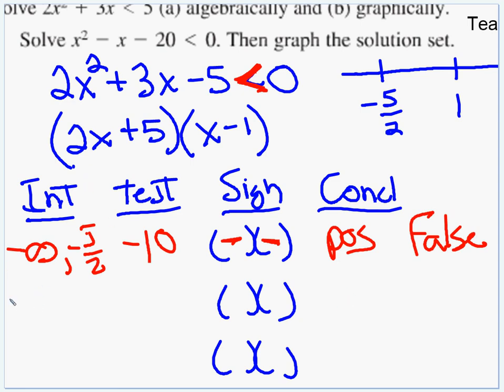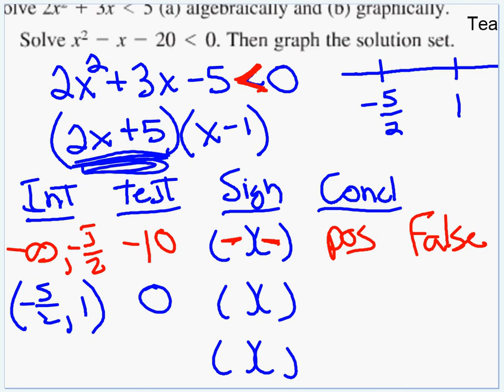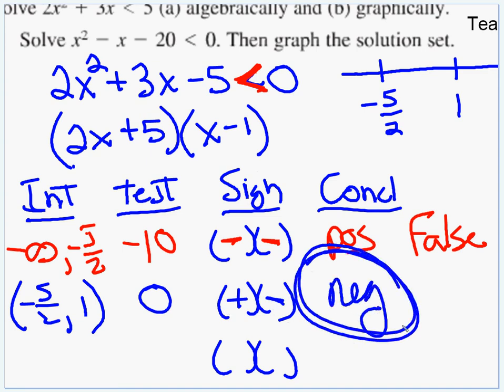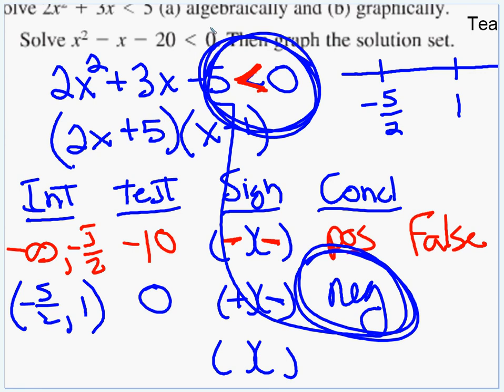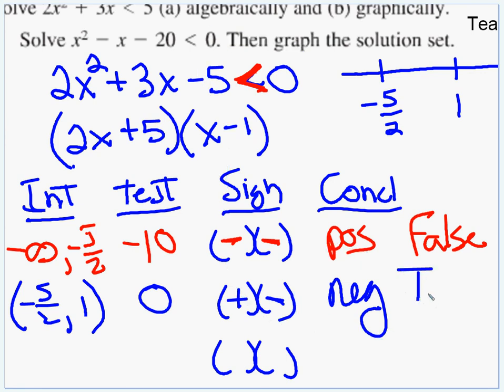Next interval, negative 5 halves to positive 1. 0 is right in there, so let's use 0. 2 times 0 plus 5, well, that's positive. 0 minus 1, well, that's negative. Positive times negative is negative. Are negative numbers less than 0? Yes, they are. True. So that interval in the middle is going to be colored in. Again, since it's strictly less than, we will use parentheses, color in between.